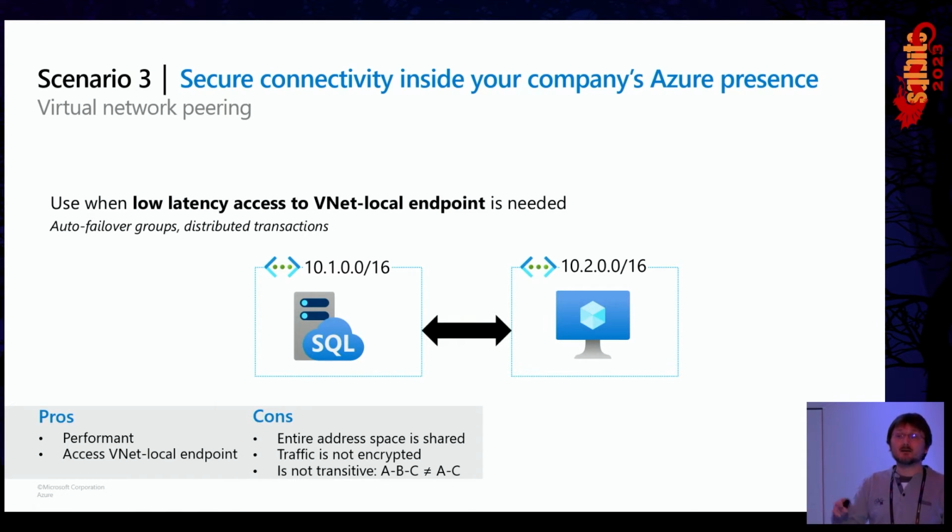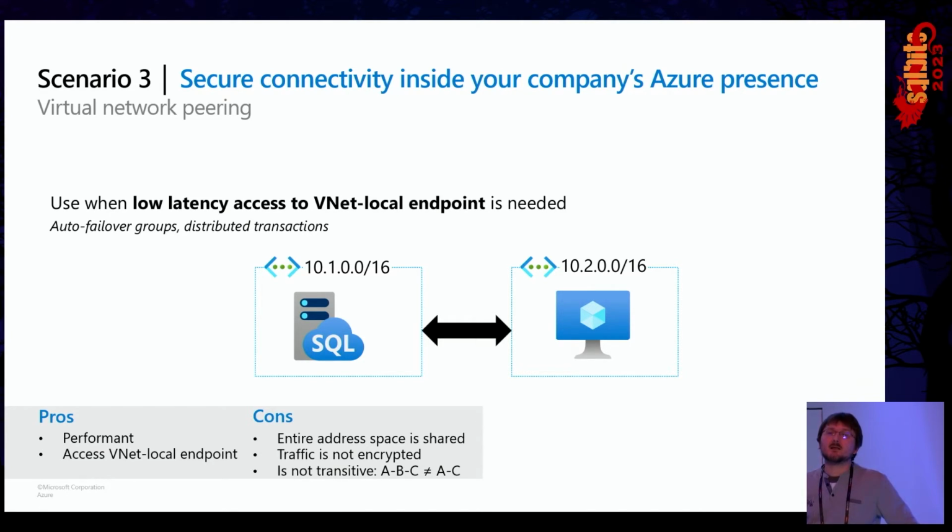The traffic is not encrypted. Typically not a concern if you're staying within Azure because all the traffic goes through Azure backbone, but still it's not encrypted, so it may be a concern for some auditors or compliance checkers. And the third thing to keep in mind is that peering is not transitive.